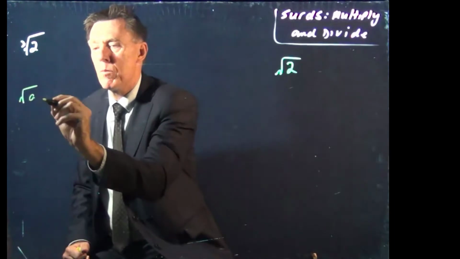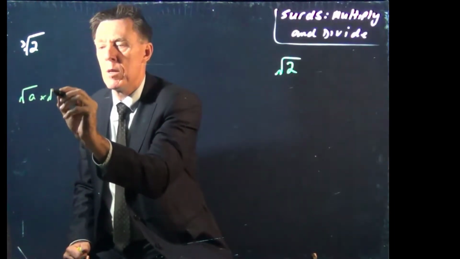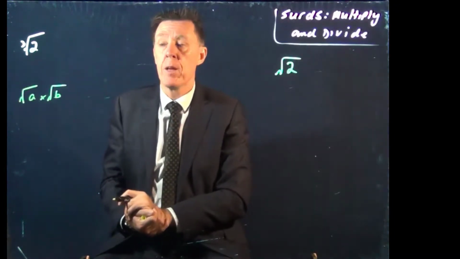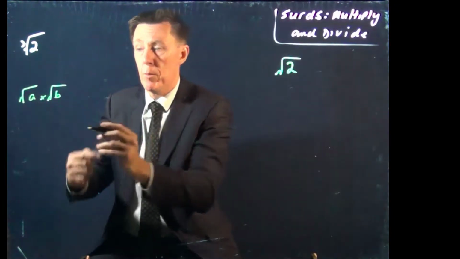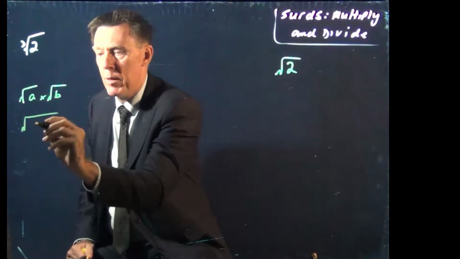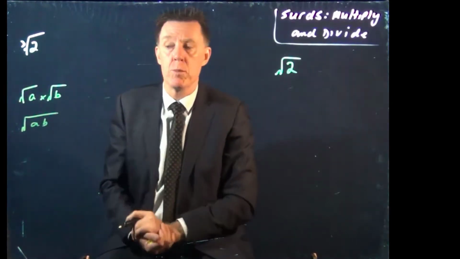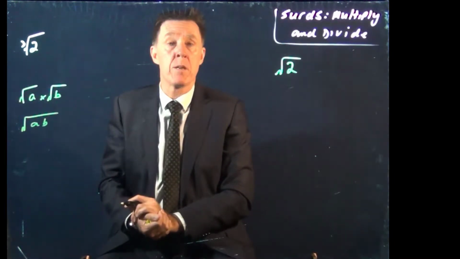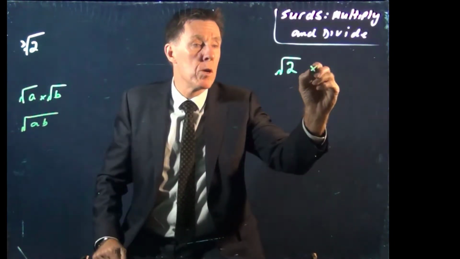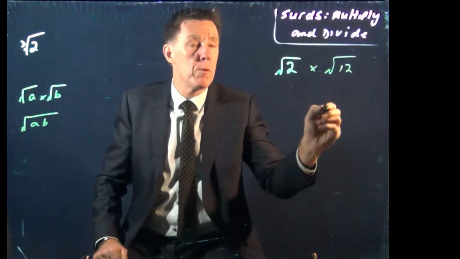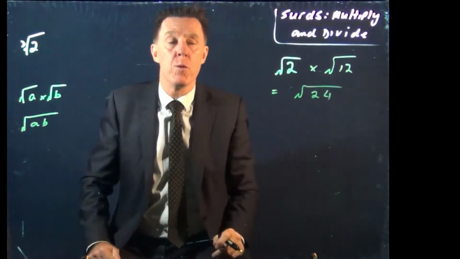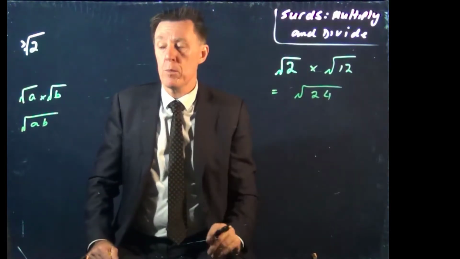If I've got the square root of one number multiplied by the square root of another number, I'm actually able to combine them together under the square root symbol. Square root of a times square root of b is equal to square root of a times b. For example, if I did square root of 2 multiplied by square root of 12, I end up with the square root of 24. So that's one principle.